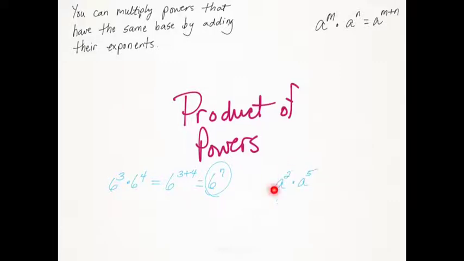Here's an example with some variables involved. The variable of a, which will be our base. We combine the base together, which is simply a, and then we're adding our exponents. And the solution would be a to the seventh power.